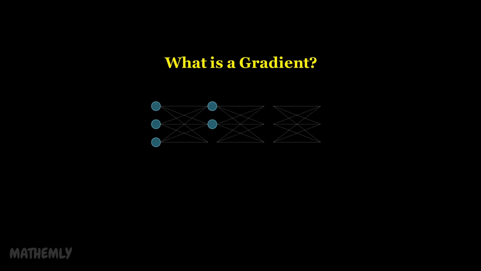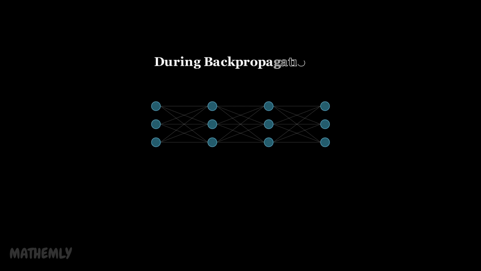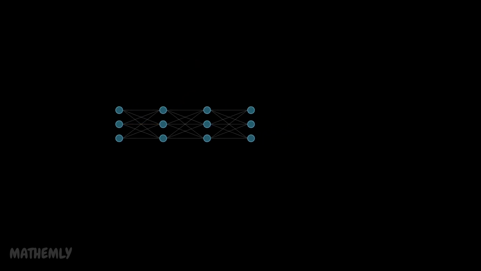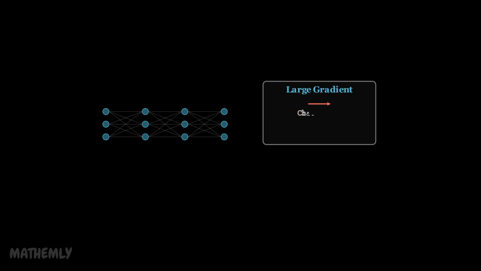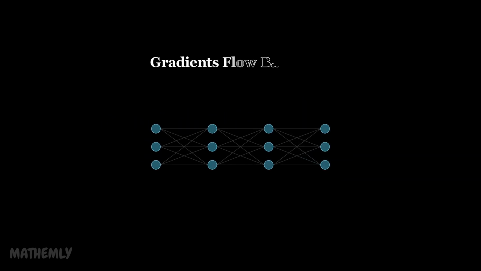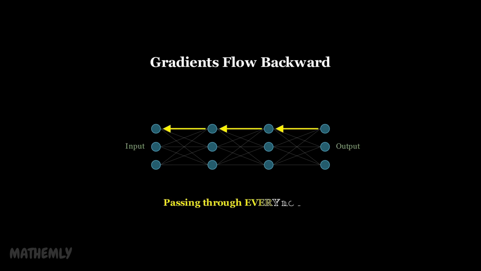To understand these problems, we need to recall what a gradient is. During backpropagation, each weight receives a gradient, a signal that tells it how much and in which direction it should change to reduce the loss. You can think of the gradient as a learning instruction. A large gradient means change this weight a lot. A small gradient means change this weight only a little. Gradients flow backwards from the output layer towards the input layer, passing through every neuron along the way. And this is exactly where the problems can begin.